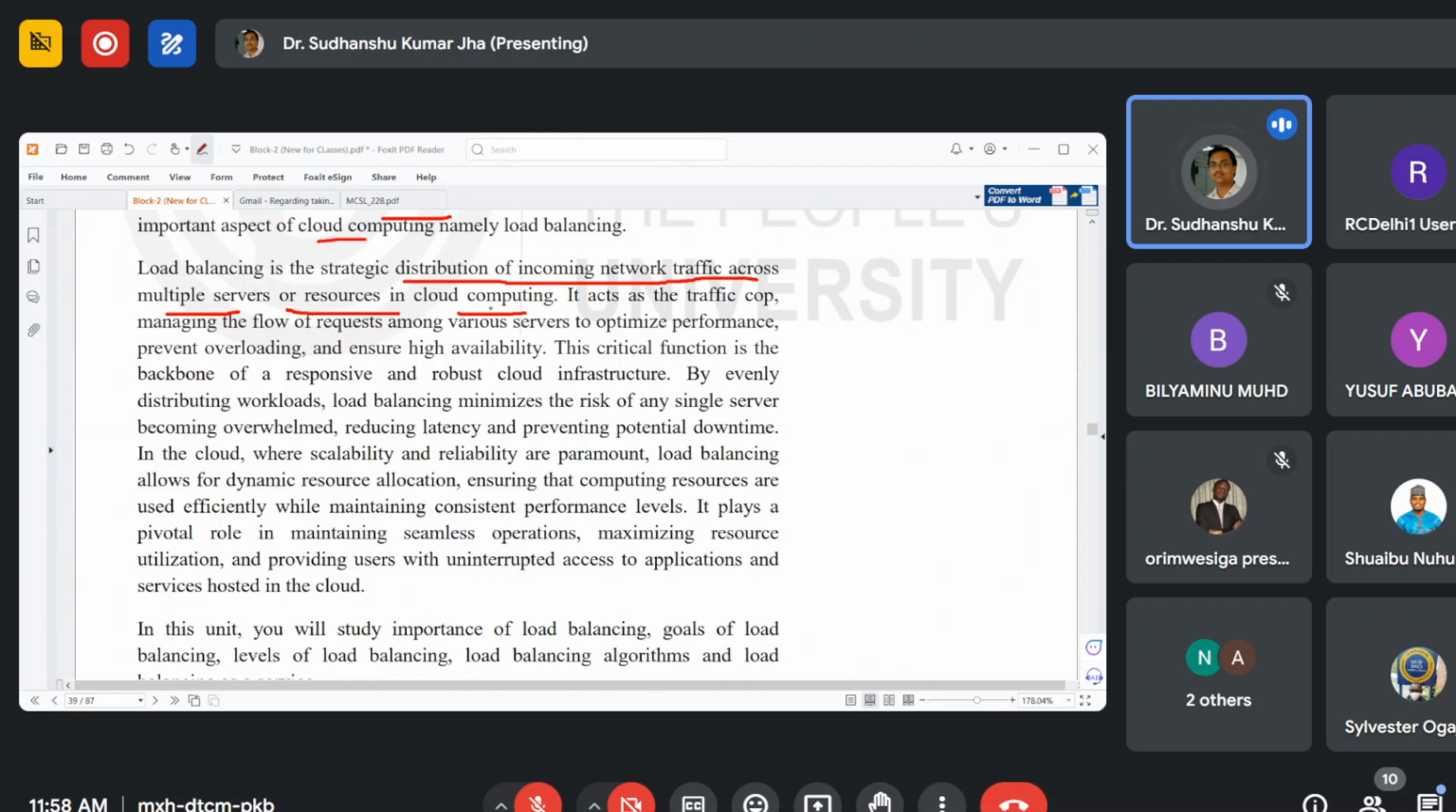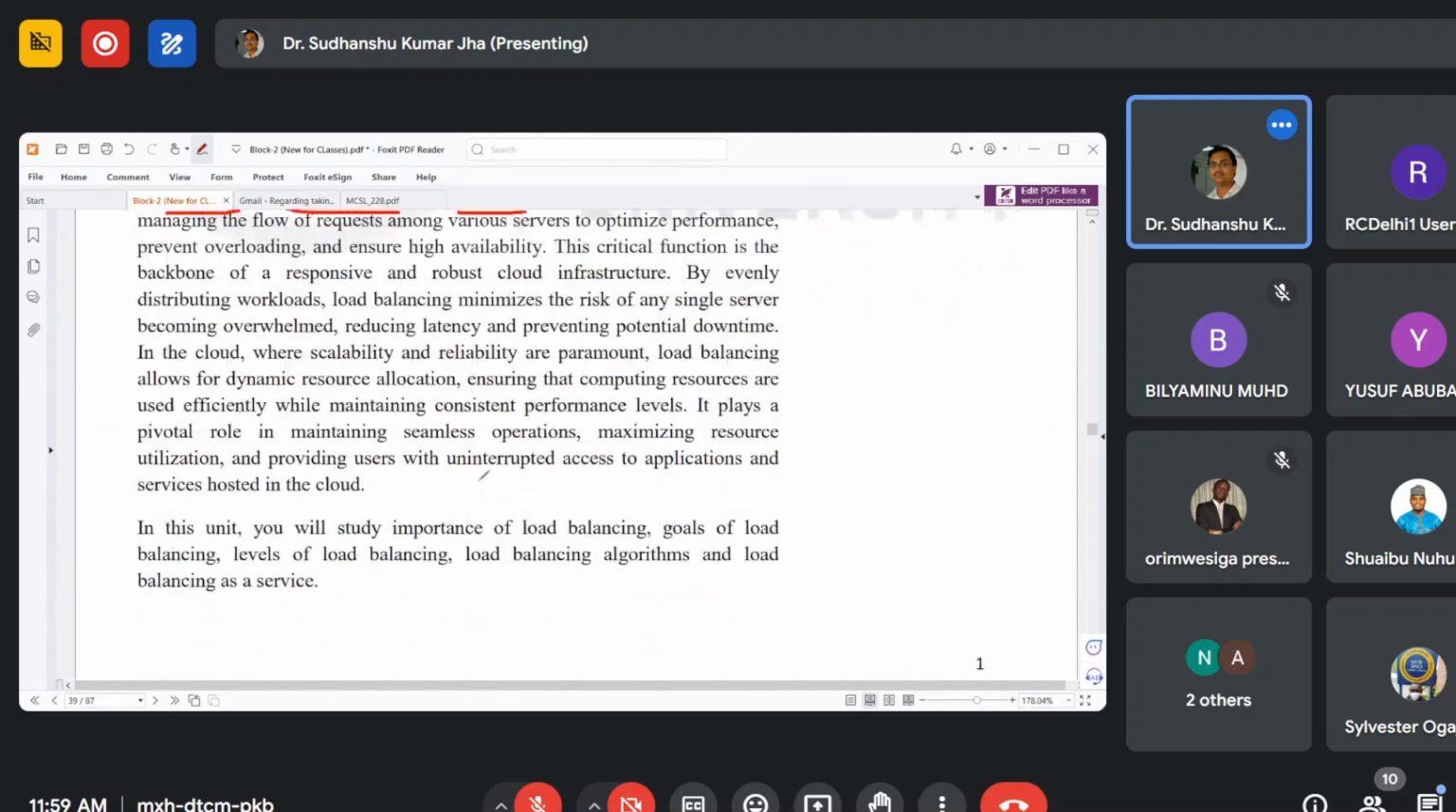Network traffic means how many users are increasing. That is the load. There you require load balancing. How many users are increasing, that is load balancing. How many resources required by the users are increasing or decreasing, that basically refers to scaling. So balancing and scaling are two different terms here.